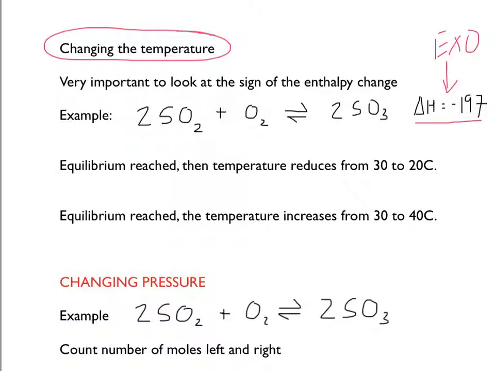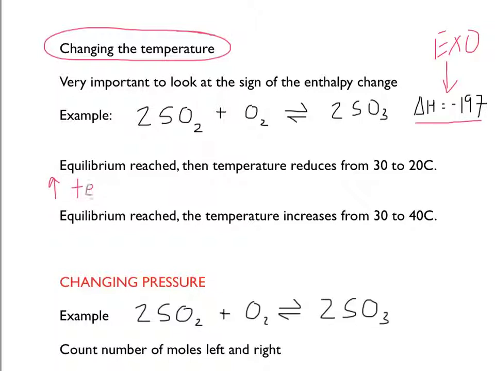Then we change the temperature of the system. We decrease the temperature from 30 to 20 degrees. The question is, what happens to the equilibrium? What happens to the position? Does it shift left or right? What happens to the yield of product, yield of reactant? Why does it do this? So, if we decrease the temperature, the first thing we need to think about is that the equilibrium will try to increase the temperature again.